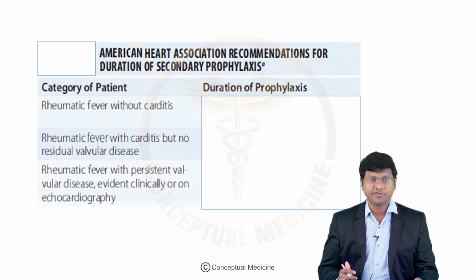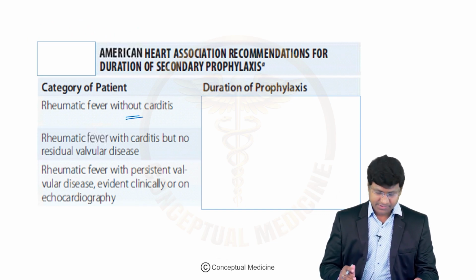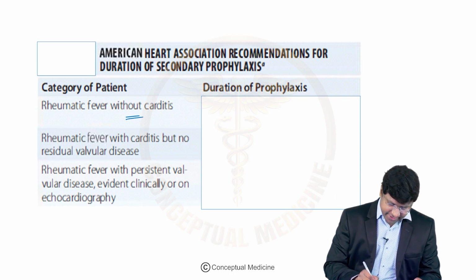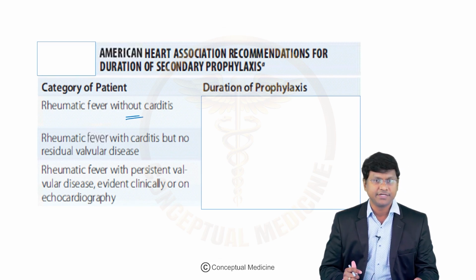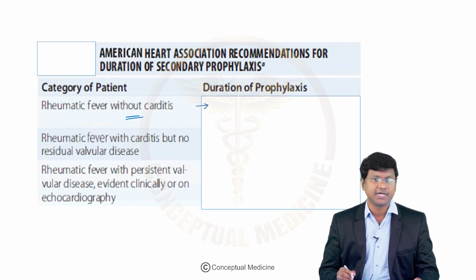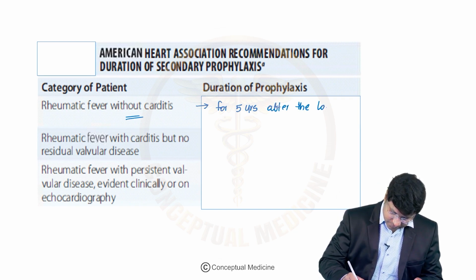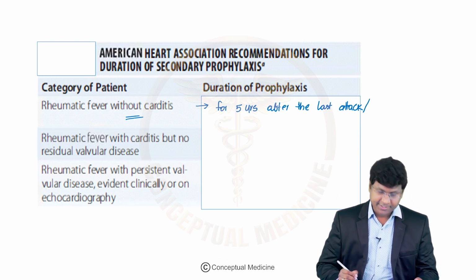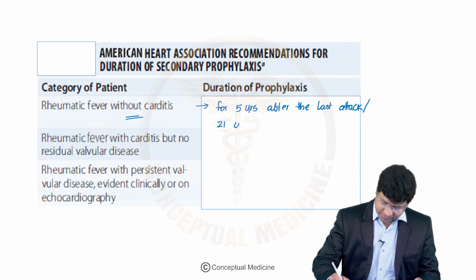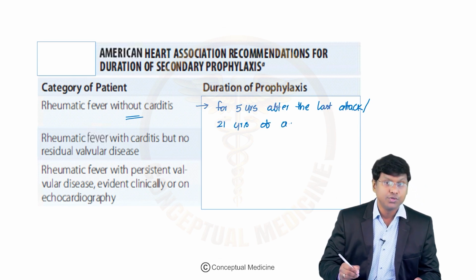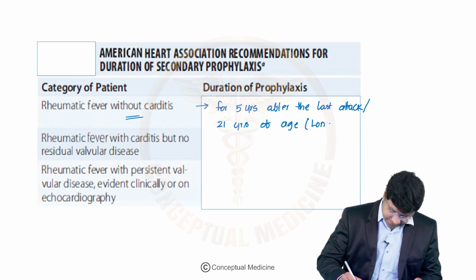Now, what should be the duration of prophylaxis? How long do you give this particular prophylaxis? It all depends upon the underlying clinical scenario of the individual. If the individual has rheumatic fever without carditis, then you need to give this prophylaxis for 5 years after the last attack, or you need to give it up to 21 years of age, whichever is longer.